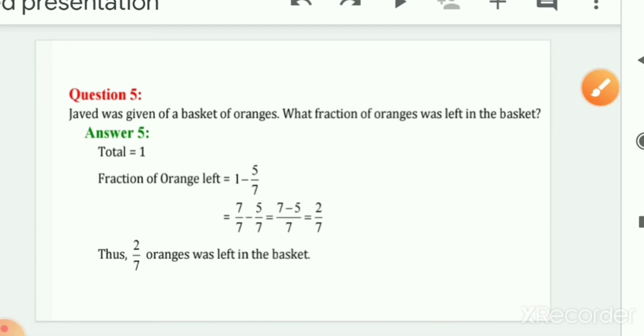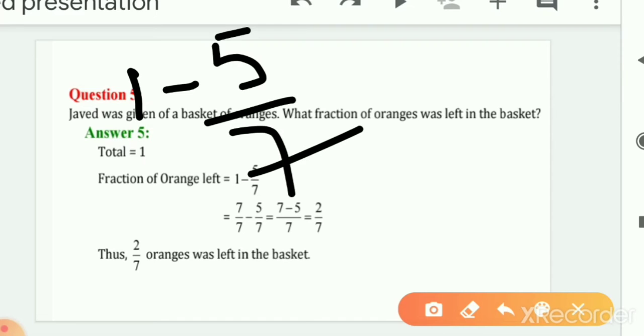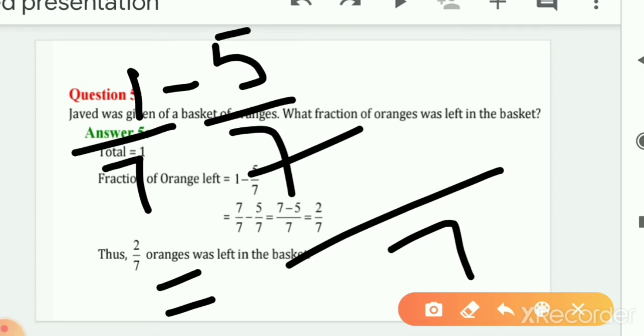Now how will we solve this question? 1 minus 5 by 7. Okay, right? Now what will we take? We will take here also 7. Okay, we will take here also 7. So it will become 7 by 7, and because here we have taken 7 from our own choice, we will multiply the above number by 7.